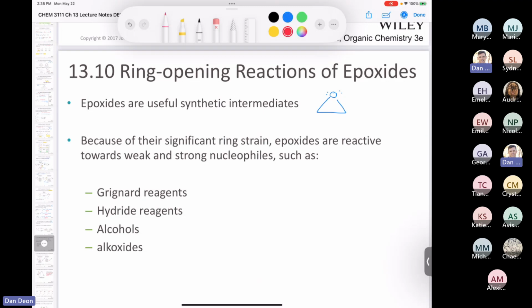If you take, has anybody here seen my Fieser model kit? I used to bring it to class sometimes. These models that are kind of silver and black. I don't know, you probably saw them in class sometimes, but if you try to make, yeah, that's right, Audrey, you've seen them. If you try to make a 3-membered ring with those models, it will break the model kit, okay?